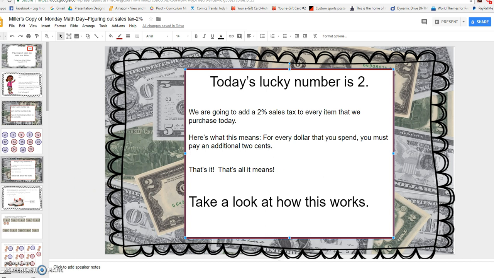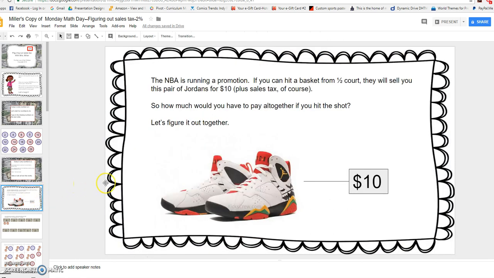All right, so here we go. The NBA is running a promotion. If you can hit a basket from half court, they will sell you this pair of Jordans for $10, plus sales tax, of course. So how much would you have to pay altogether if you hit the shot? Let's figure it out together.